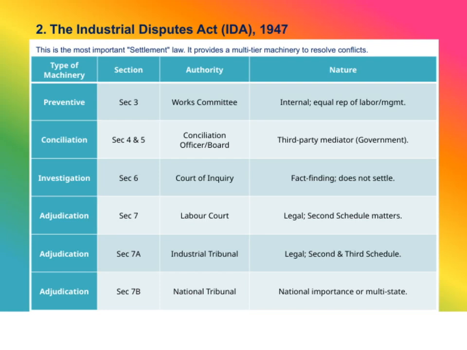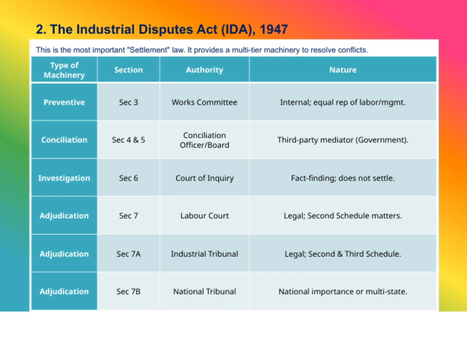Let's take a closer look at the Industrial Disputes Act of 1947, which is arguably the most important law related to settlement of disputes. This act sets up a multi-tier machinery designed to resolve conflicts systematically and effectively. Starting with preventive measures, under Section 3, we have the Works Committee. This is an internal mechanism where both labor and management have equal representation, aiming to address issues before they escalate into disputes. Moving on to conciliation, Sections 4 and 5 involve conciliation officers and conciliation boards.